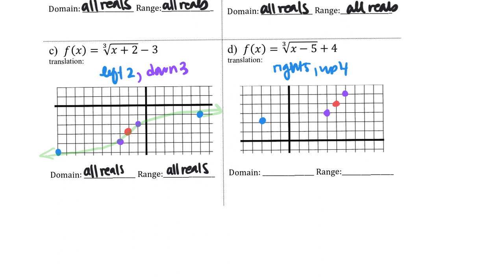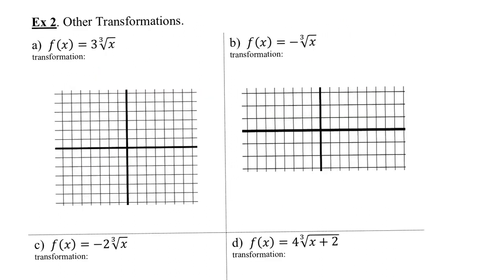Okay, and then I'm going to go ahead and sketch it, and even if I don't have those points, I still know it's going to be kind of like flat. And it's going to go left arrow, right arrow, which means my domain is all reals, and my range is going down arrow, up arrow, so also all reals. Okay, so for example 2, let's do some other transformations.